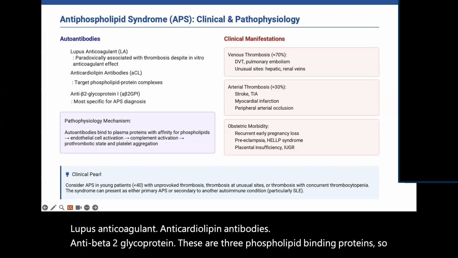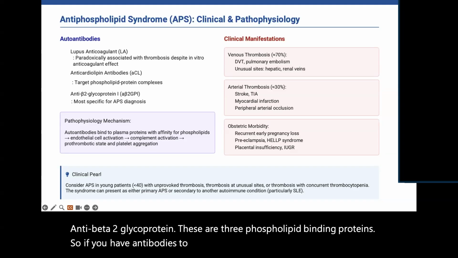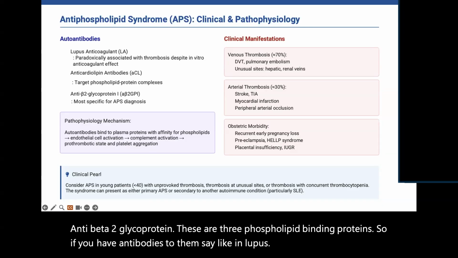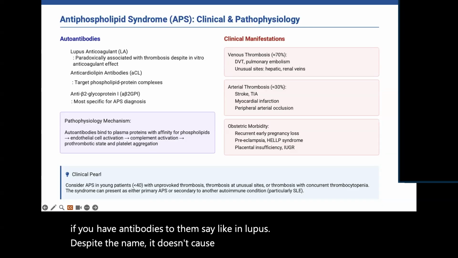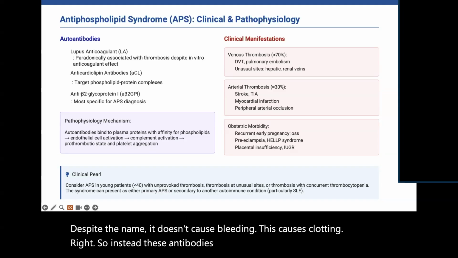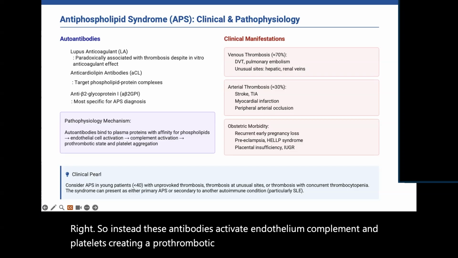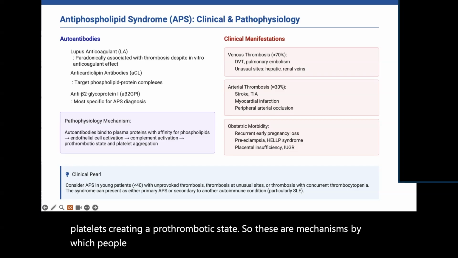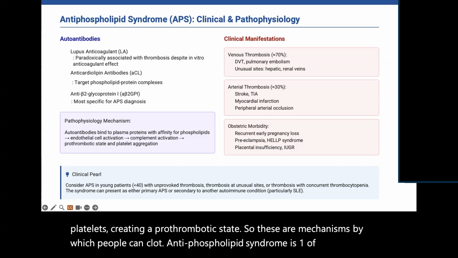So if you have antibodies to them, say like in lupus, despite the name, it doesn't cause bleeding. This causes clotting. Instead, these antibodies activate endothelium, complement and platelets, creating a prothrombotic state. So these are mechanisms by which people can clot. Antiphospholipid syndrome is one of those mechanisms.